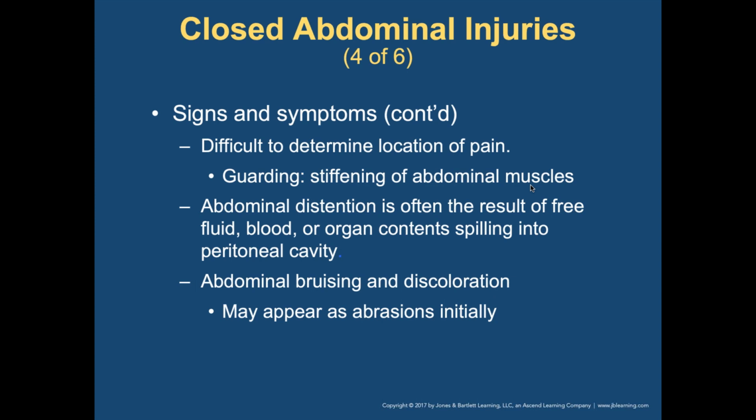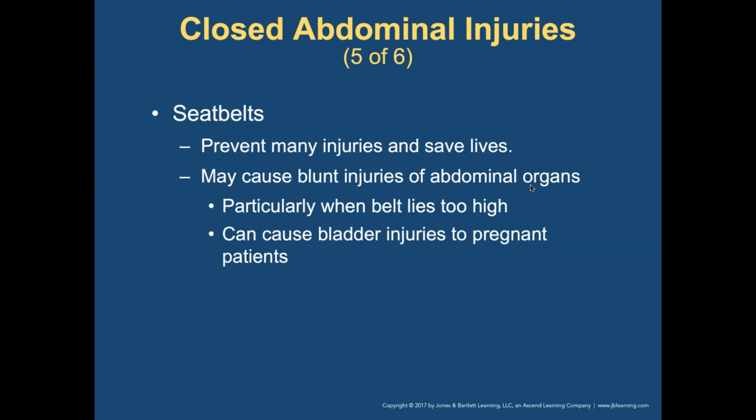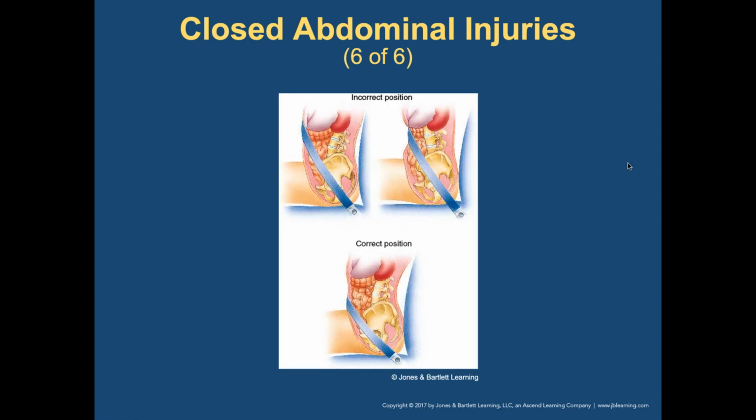So some additional signs of abdominal injuries are bruising and discoloration. We showed some pictures about that the other day when we covered chest injuries. Closed abdominal injuries may present initially as abrasions, and then eventually you'll have some deep bruising because of the blood pooling in the peritoneal cavity where it's not supposed to be, and then you've got to deal with all the discolorations. Seat belts. I'm going to go ahead and skip to this.